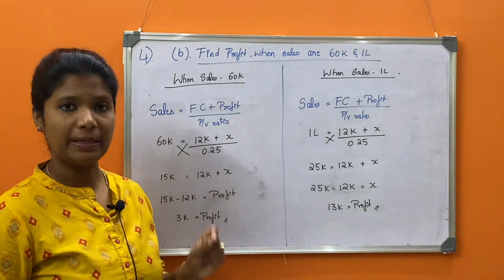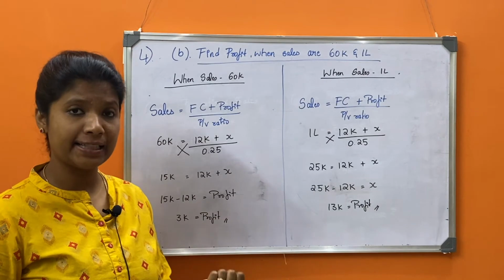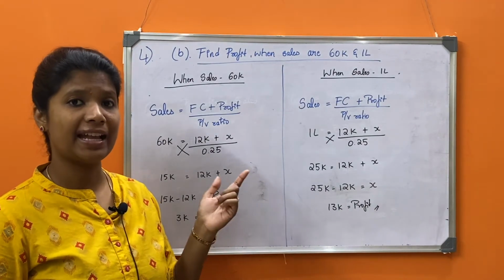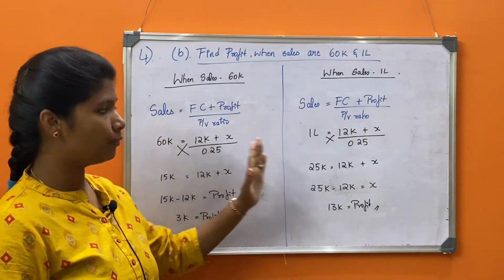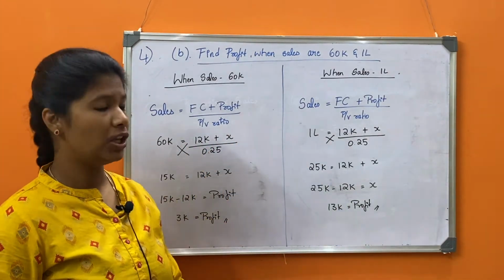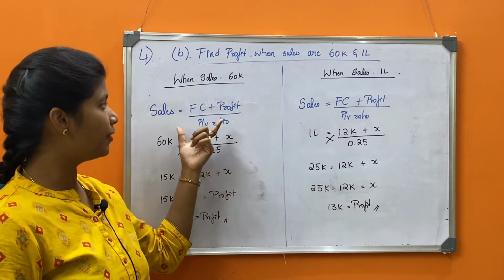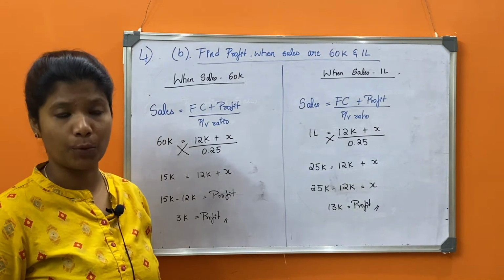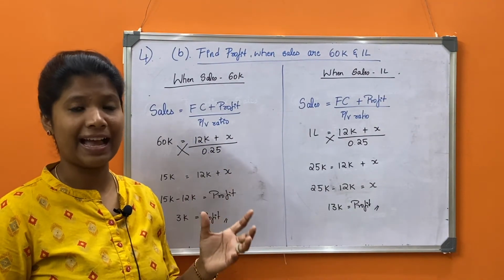So question number B is to find out the profit when sales is 60,000, one condition, and the second condition is when sales is rupees 1 lakh. So we have 2 conditions here, when sales is 60,000, when sales is 1 lakh. So another formula I want you to remember is fixed cost plus profit divided by profit volume ratio. This is another formula for you to find out the exact sales.